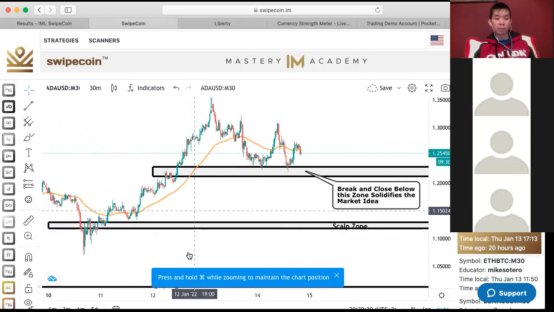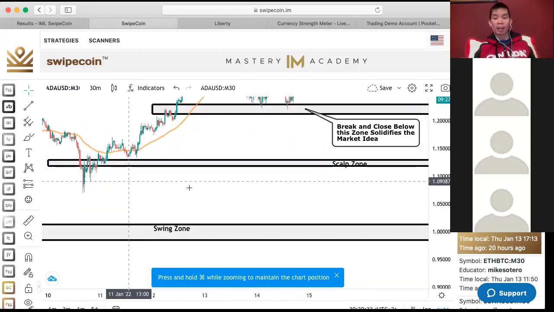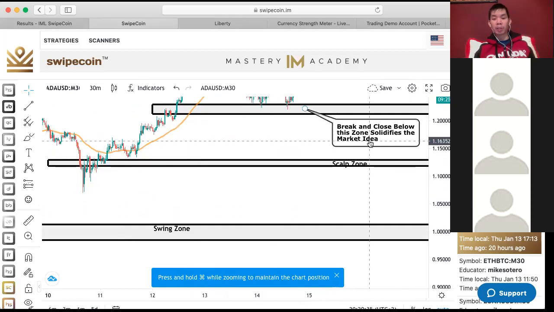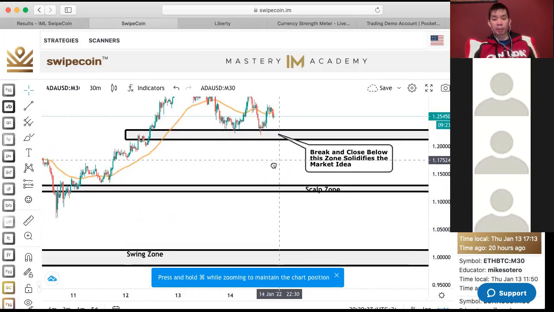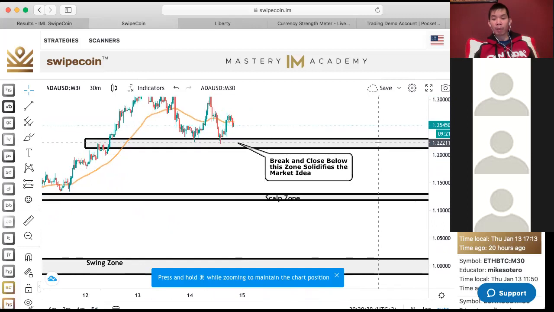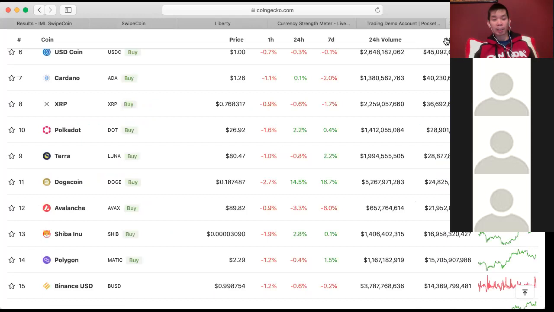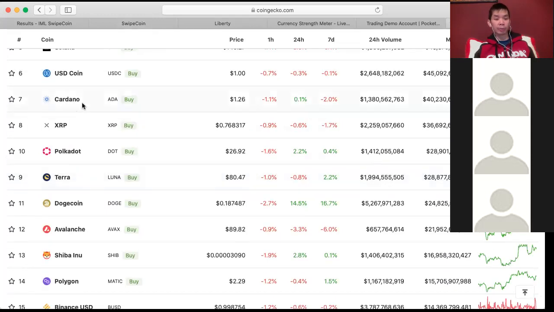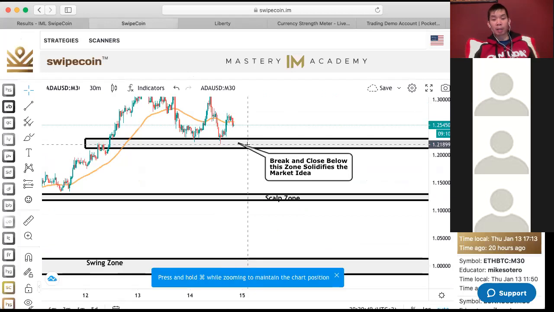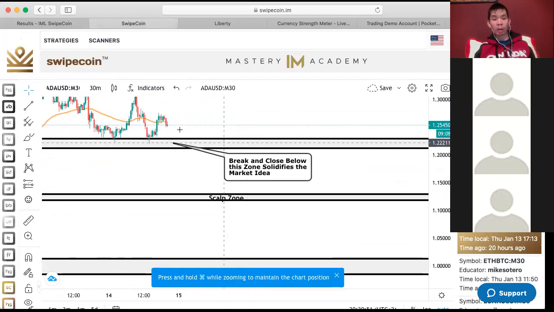Okay, scalp zone. Yeah, here you go. So here's an example. They're expecting around $1.22 on ADA. ADA is Cardano right here. Basically, they're expecting Cardano to go on a downtrend, right?